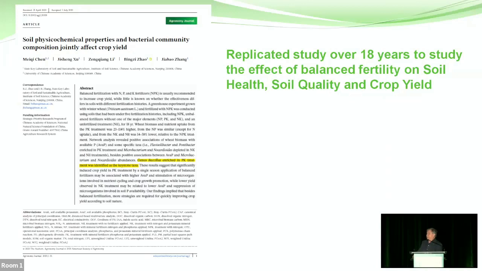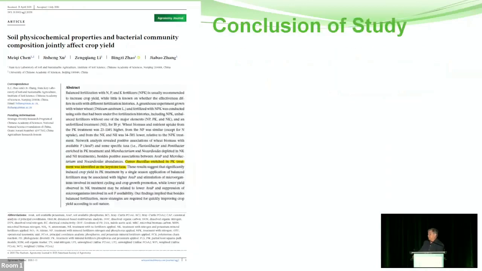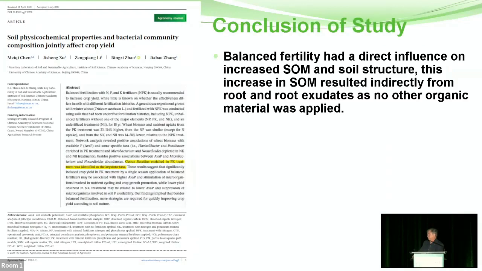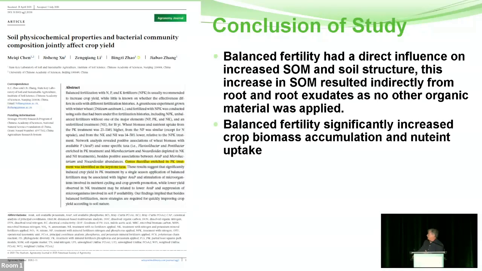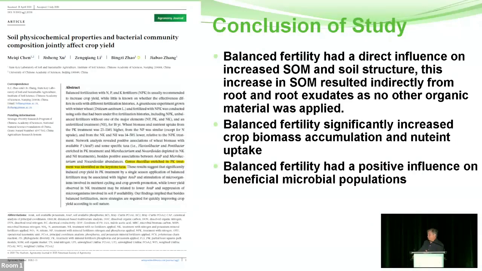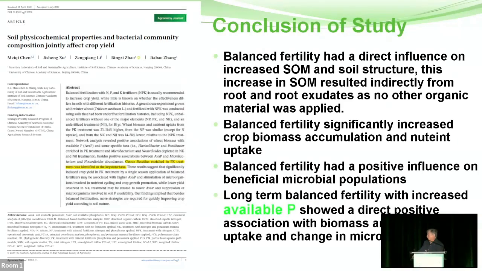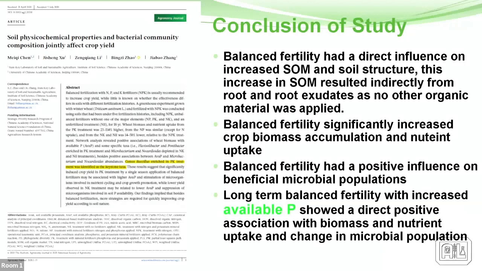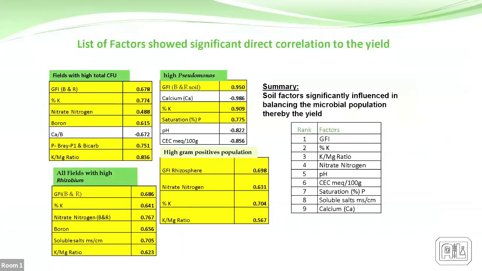Another study that we looked at that's not ours, an 18-year study looking at fertility levels and balanced fertility. As we increase balanced fertility, we naturally increase soil organic matter, without the addition of other organic matter; the biomass returning back is much greater. So we see a significant increase there. Balanced fertility significantly increases the biomass that's accumulating, with a positive influence on microbial populations, and again, particularly Pseudomonas, which we really know is one of the key workhorses that we want to maintain.